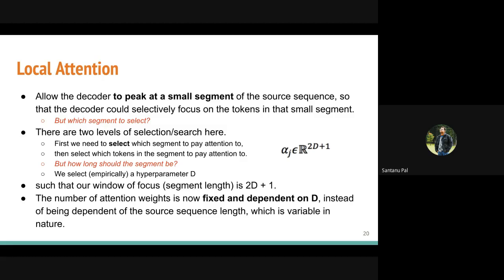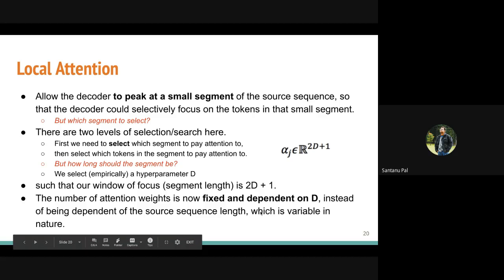So what would be the segment size? The segment size is like a hyperparameter. You can choose any of 3, 4, 5, but it should be selected empirically. You have to try 4, 5, 6, and see which performs better by tuning your hyperparameter value D.